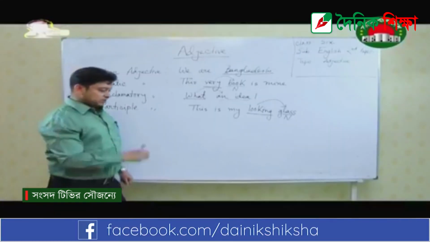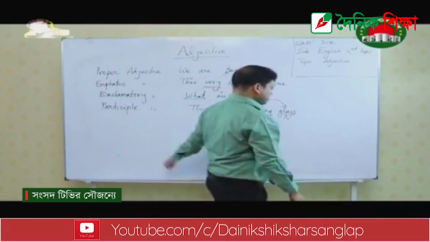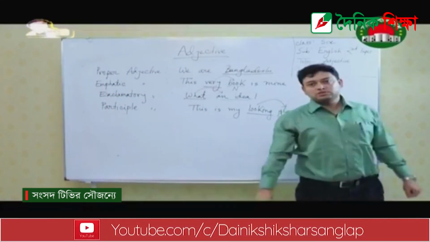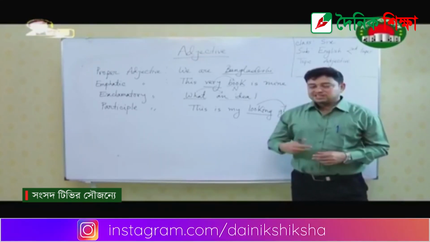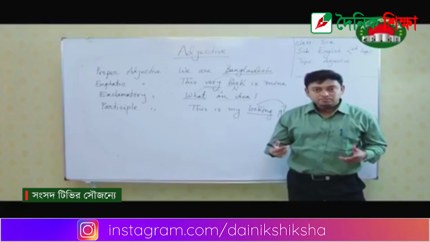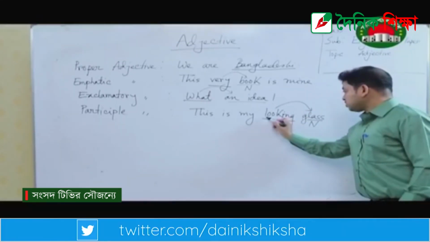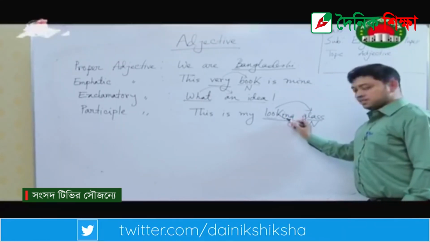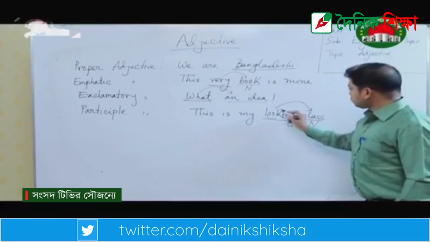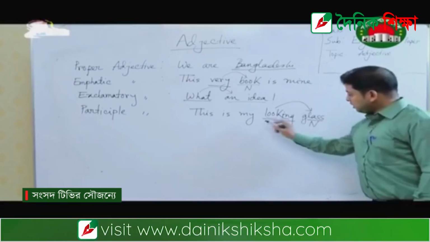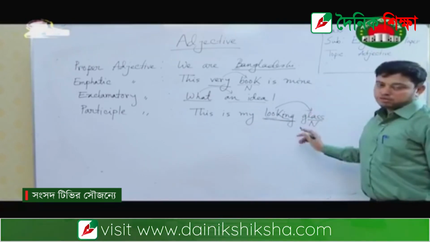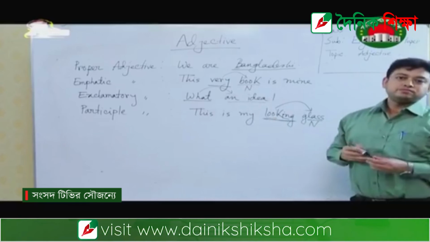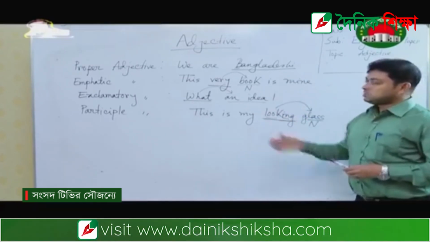And the last one is participle adjective. We know that a participle is formed when there is verb plus ing, but it is acting as an adjective. So here the verb is look, ing is added, looking, and it is qualifying the word glass. As the participle is qualifying the noun, it becomes a participle adjective. Please copy these examples.